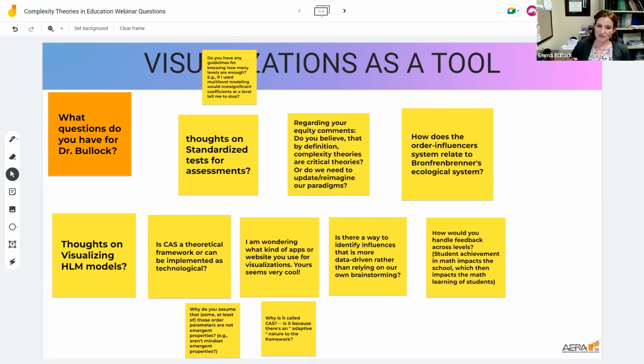But in going back to the data-driven approach rather than relying on our brainstorming, it is possible that as you get into the messiness of this work, you decide to get rid of a level or add a level as you come to understand the contexts of the system that you're studying better, if that makes sense. So I guess my answer is start somewhere and then see where the journey takes you.